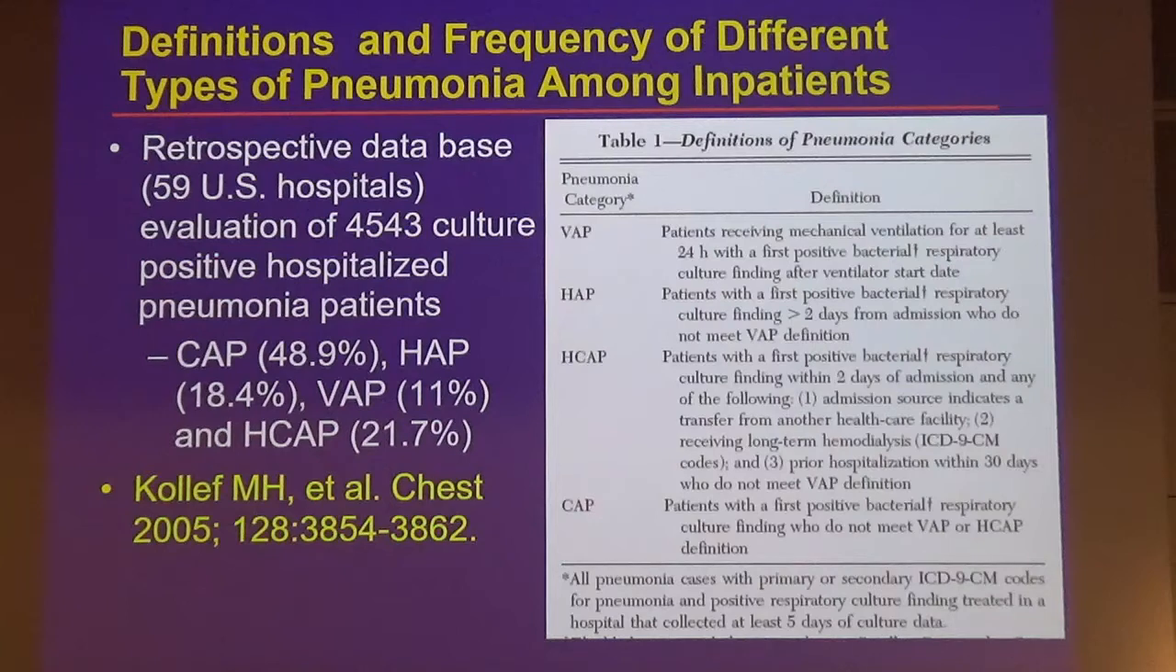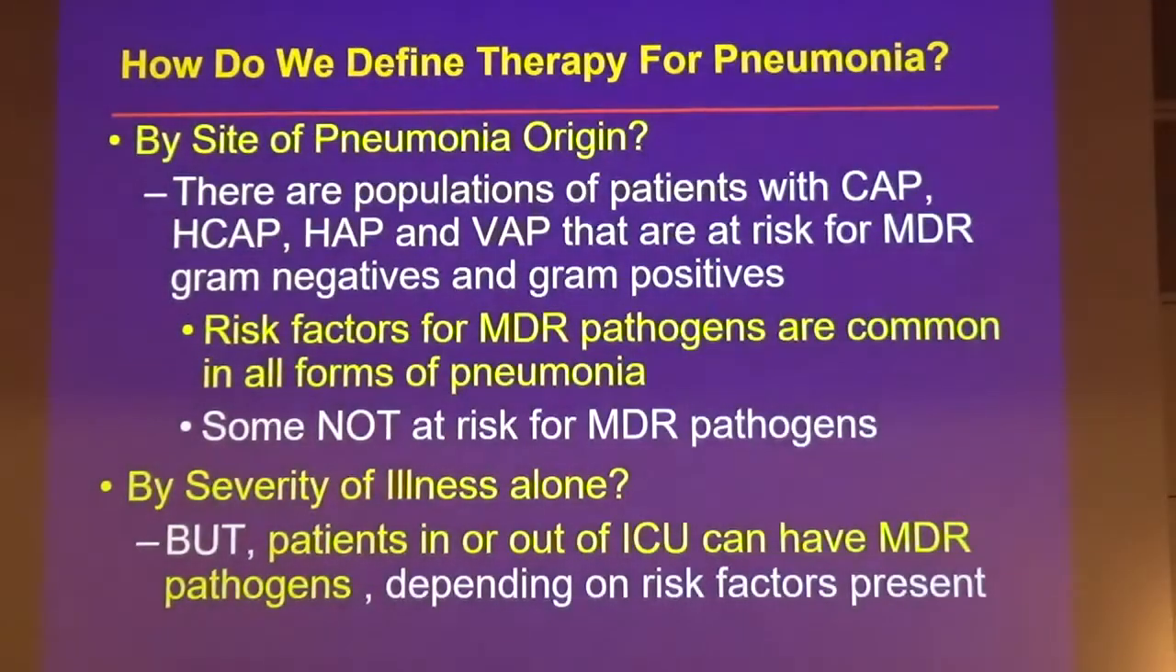And I would like to try to avoid that debate and discussion and simply talk about all pneumonias potentially being managed in one way. So how should we think about treating pneumonia? Should it be by the site of pneumonia origin? Well, the problem with that is there are patients with community-acquired pneumonia, HCAP, HAP, and VAP, who are at risk for MDR pathogens, and patients in those populations that aren't at risk. And it's probably, in my mind, the risk factors for the MDR pathogens that's common to all forms of pneumonia, and the site of origin probably doesn't matter very much.